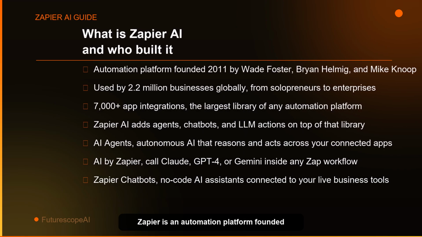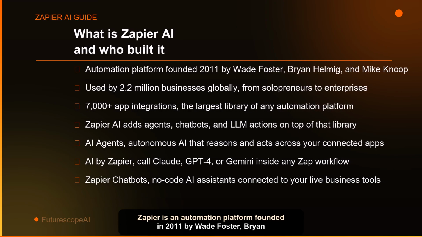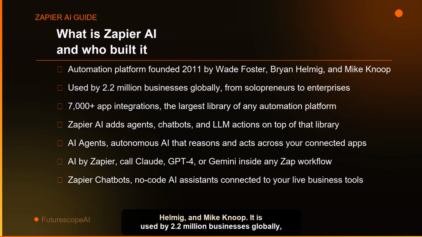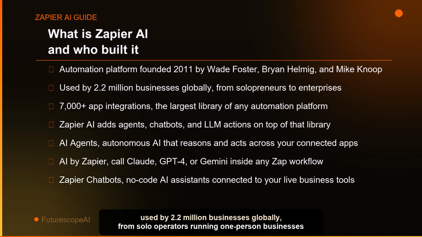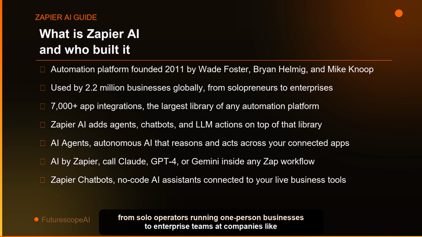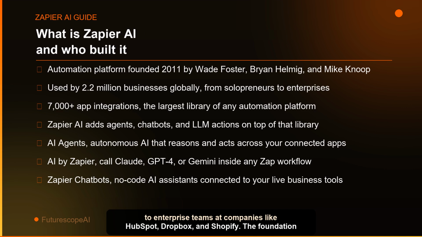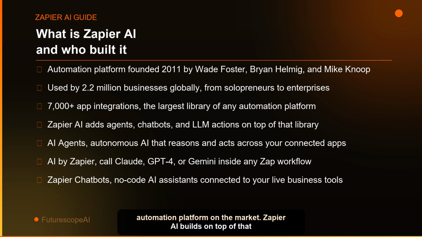Zapier is an automation platform founded in 2011 by Wade Foster, Brian Helmig, and Mike Knoop. It is used by 2.2 million businesses globally, from solo operators running one-person businesses to enterprise teams at companies like HubSpot, Dropbox, and Shopify. The foundation of Zapier is its integration library, over 7,000 apps connected natively, the largest integration library of any automation platform on the market.